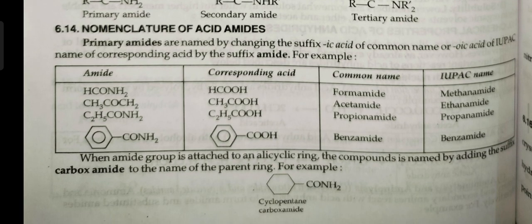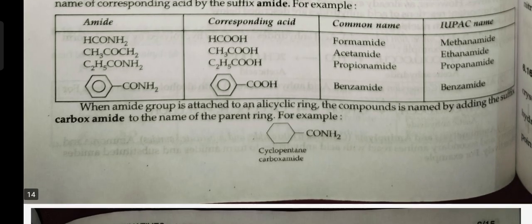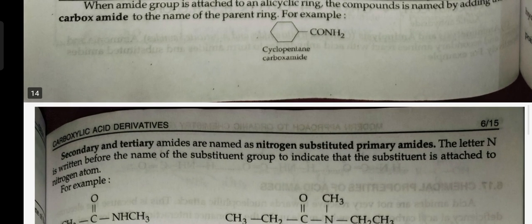For example, HCONH2: common name formamide, IUPAC name methanamide. When the amide group is attached to a cyclic ring, the compound is named by adding the suffix carboxamide to the name of the parent ring. For example, cyclopentanecarboxamide. Secondary and tertiary amides are named as nitrogen-substituted primary amides. The letter N is written before the name of the substituent group to indicate that the substituent is attached to the nitrogen atom.